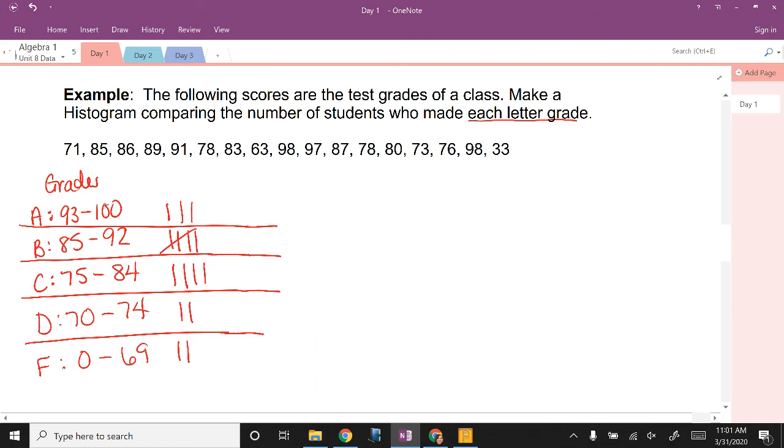So I'm going to count my tallies and make sure, and I'm going to count my data and make sure that I didn't skip anybody. 1, 2, 3, 4, 5, 6, 7, 8, 9, 10, 11, 12, 13, 14, 15, 16, 17. So I'm going to count and make sure I have 17 tallies. 1, 2, 3, 4, 5, 6, 7, 8, 9, 10, 11, 12, 13, 14, 15, 16. I've missed somebody.